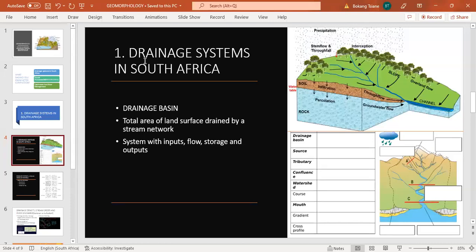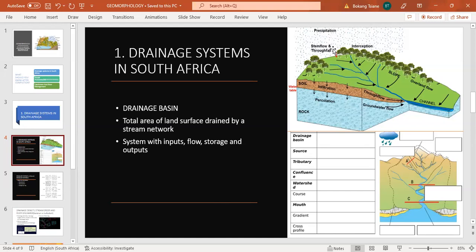So starting with the drainage systems in South Africa, we start by defining the drainage basin, which is the total area of land surface drained by a stream network. A drainage system is a system, as the word implies. So the system has inputs, it has flows, it has storage, and it has output. Our main input of the drainage system is precipitation, or we can say rain. And then we have flow. This is where you have the streams where your water flows.